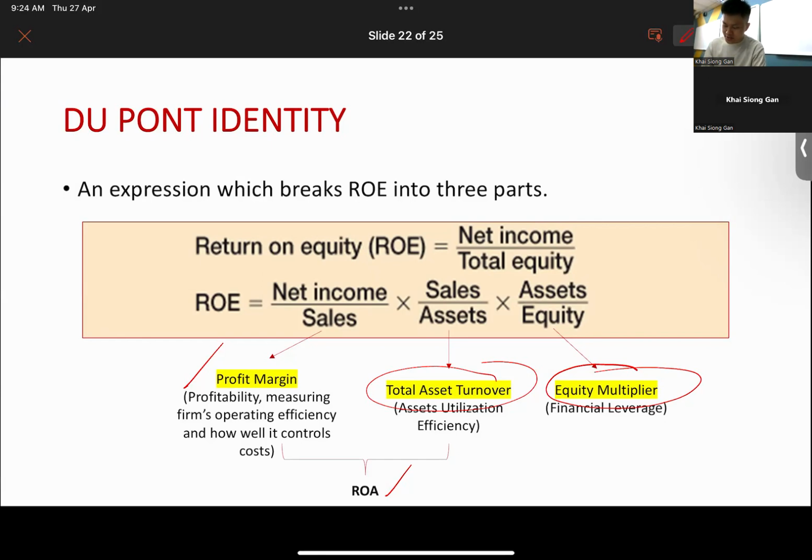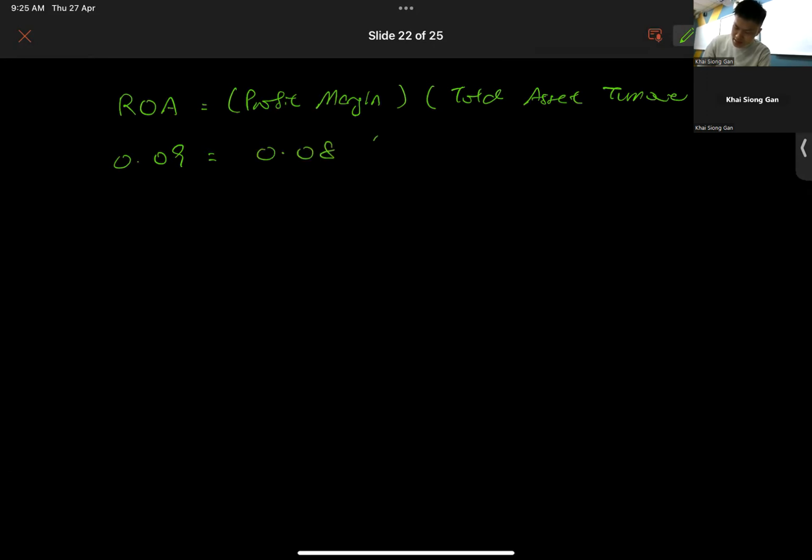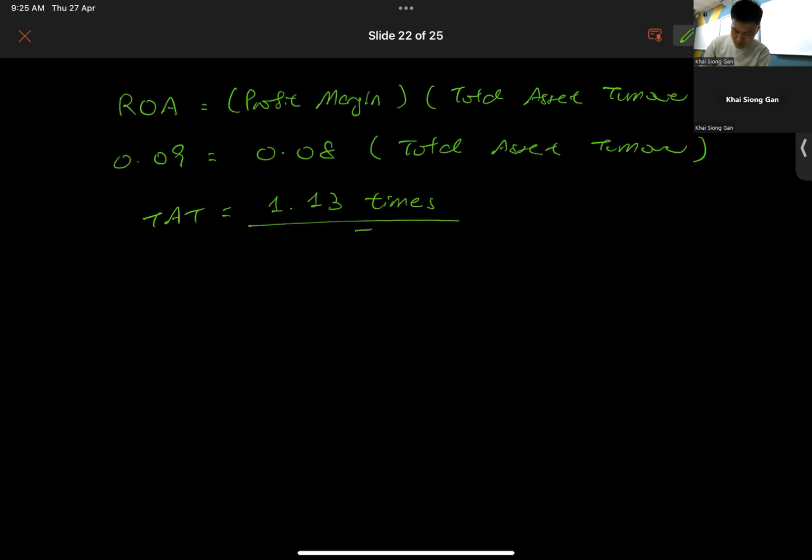Try and do this. How will you do this? Use the DuPont identity. ROA equals profit margin times total asset turnover. Using the DuPont identity, ROA is 9%, which is 0.09. Profit margin is 8%, 0.08. Then calculate total asset turnover by moving things around. TAT equals 1.13 times.